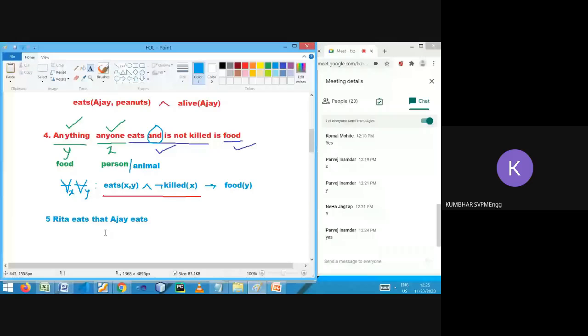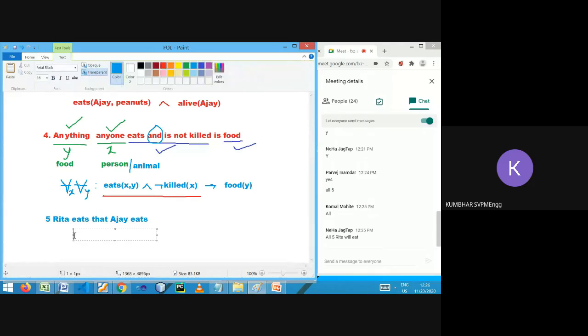If suppose Ajay eats 5 different types of food, then will Rita eat all 5 or some of them? What does this sentence state? All 5, correct? It means we have to use the universal quantifier. So Parvez was saying correct, I think. I have to use the universal quantifier. Let me write that.